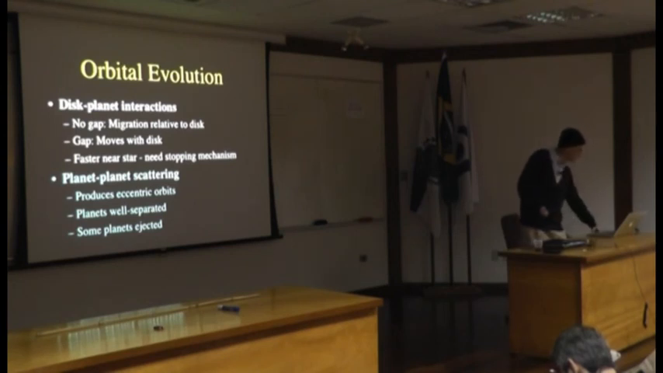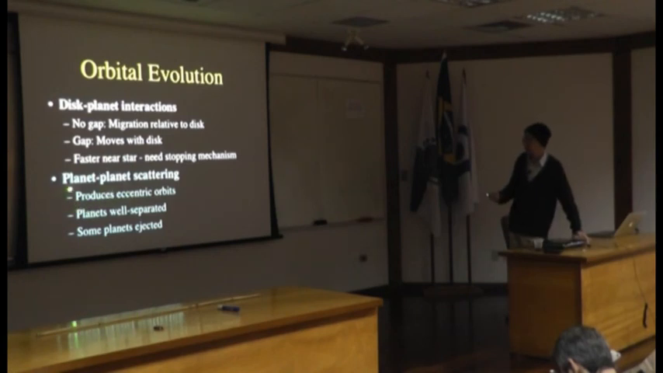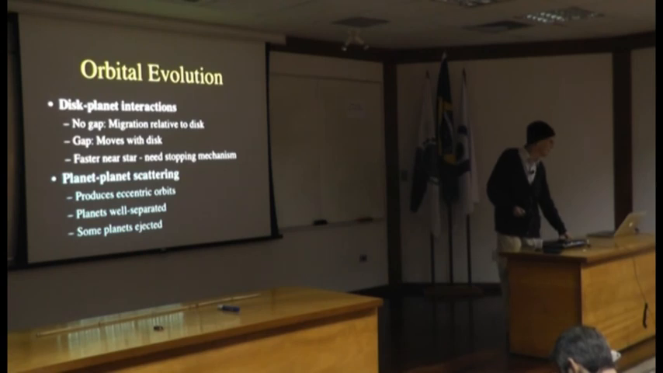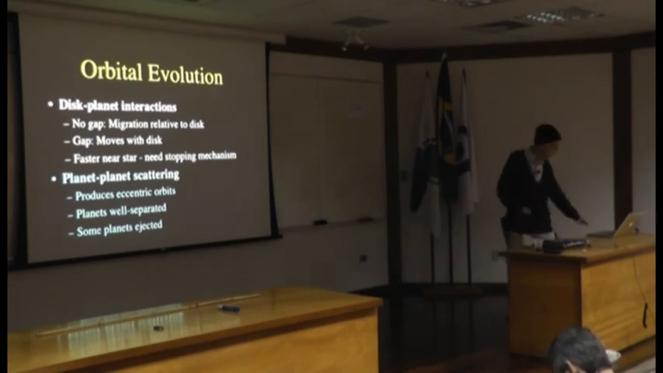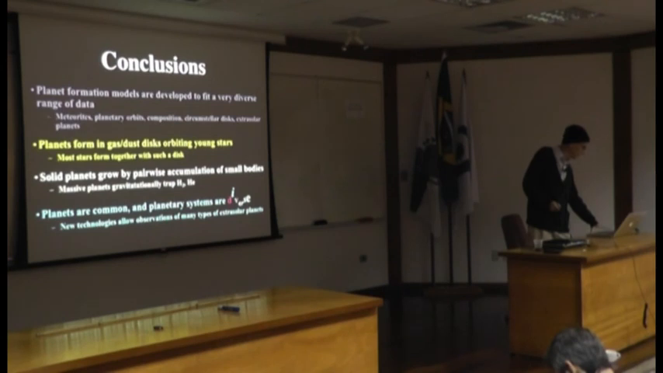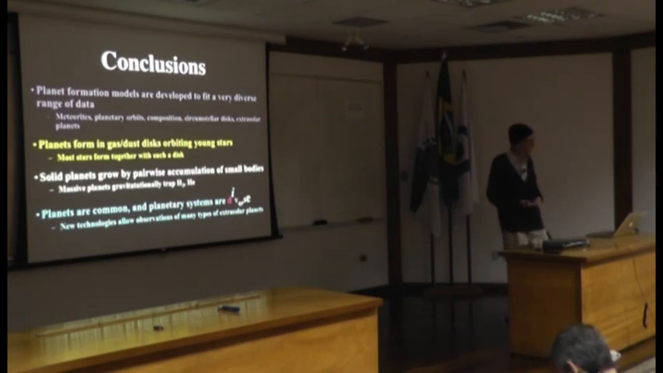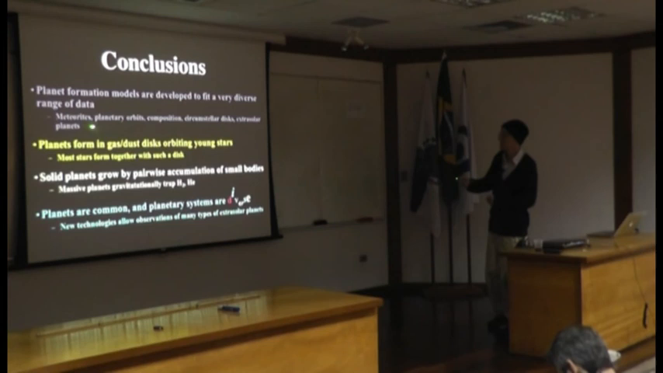Planet scattering: you can have motion by planets gravitationally interacting with one another. It gets very eccentric orbits, and the final system planets become very well separated, and some of the planets are ejected from the system into interstellar space. So I want to leave some time for questions, so I'm going to wrap up with these conclusions.